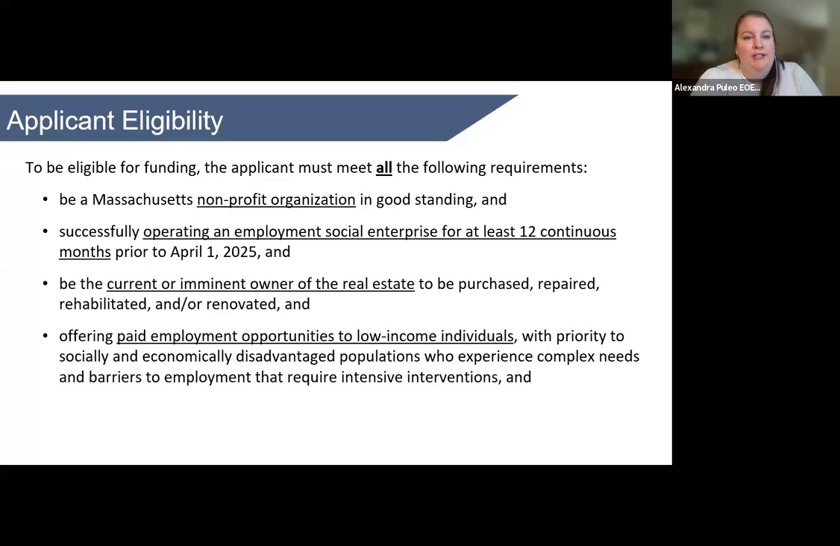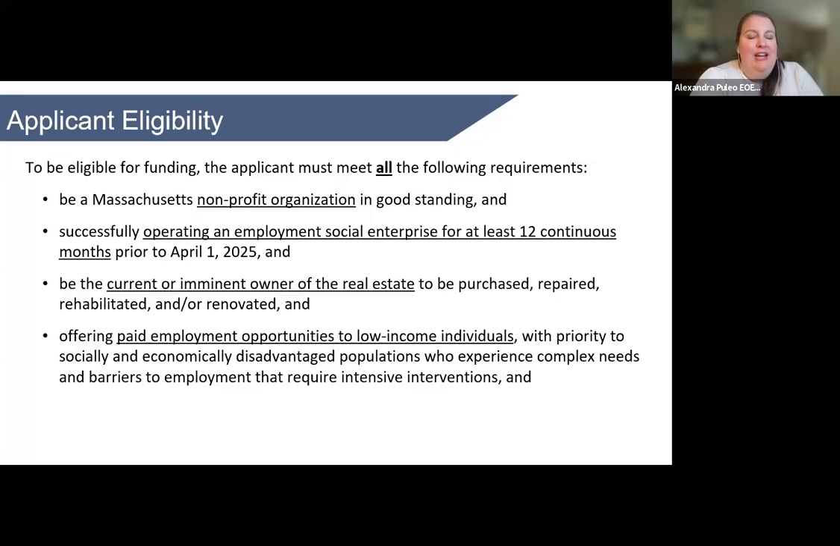And the applicant has to be offering paid employment to low-income individuals and prioritizing socially and economically disadvantaged populations who experience complex needs and barriers to employment that require intensive interventions. So when we're talking about paid employment opportunities, folks have to be employed by the nonprofit organization, and the nonprofit has to pay them. We'll talk about this in a minute, but at least the Massachusetts minimum wage.